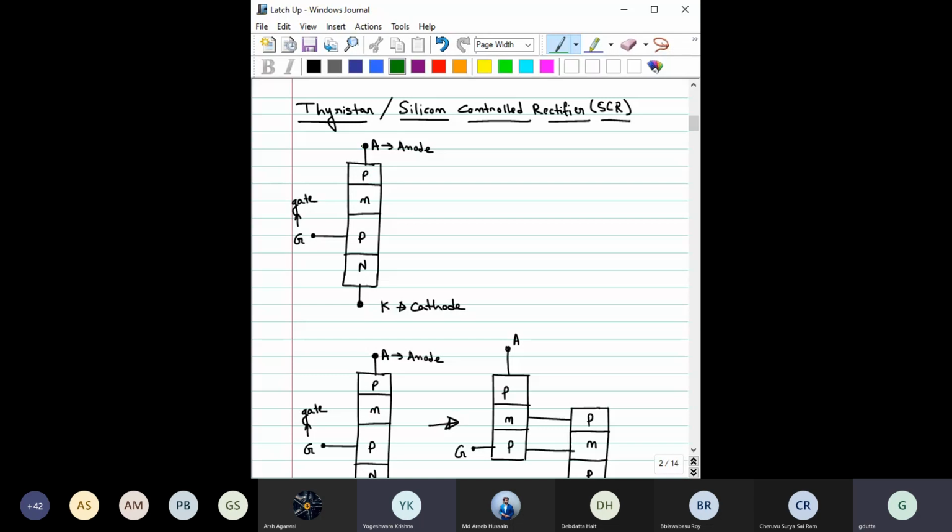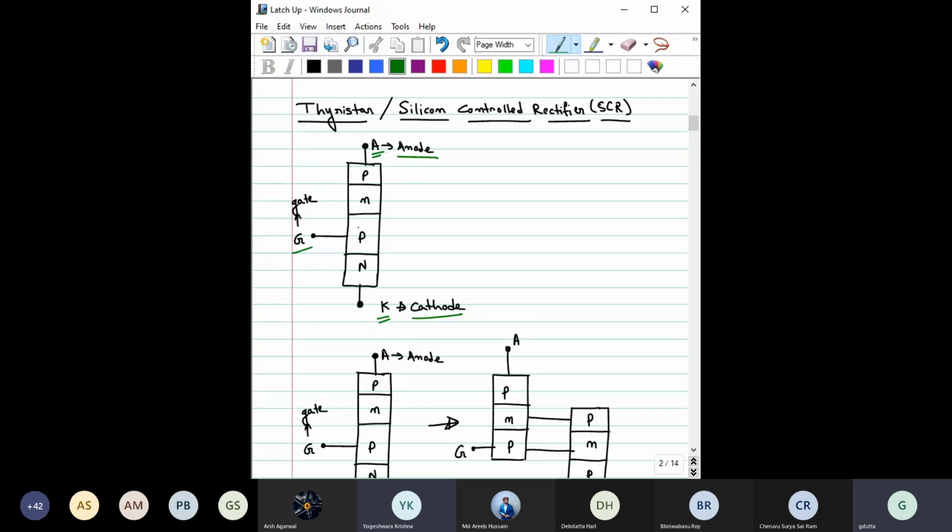This P terminal, the top one, is called A, which stands for anode. This N terminal, which is at the bottom, is called the cathode. To represent it in the circuit, we generally give it K. K stands for cathode. And we have a gate terminal, which is connected with this P region, right?